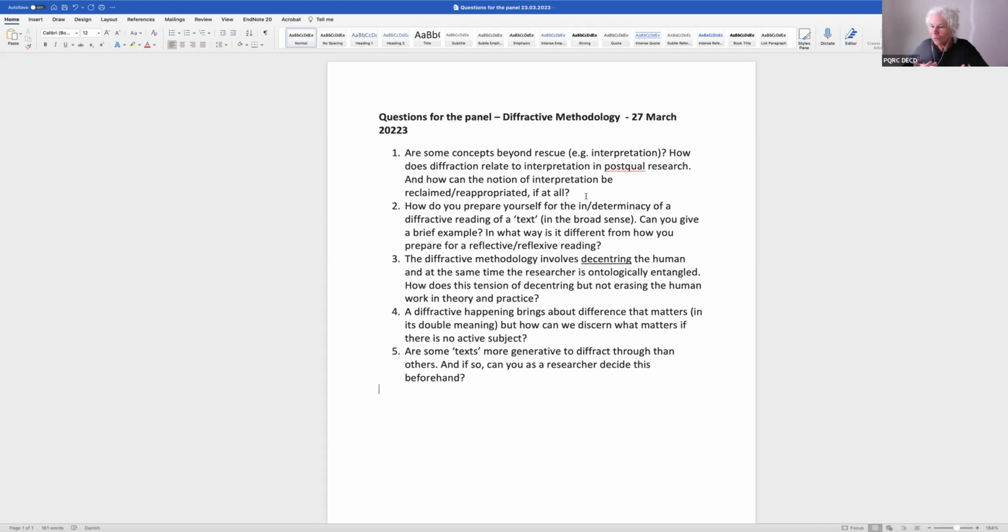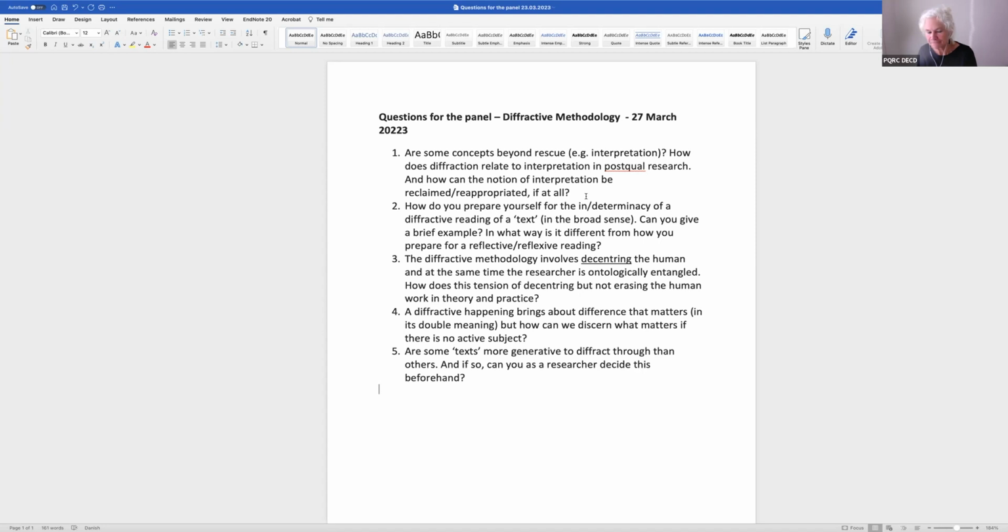The third one: diffractive methodology involves decentering the human. You see that a lot in the literature, and it's also in some of the reading. And at the same time, the research is ontologically entangled. It keeps coming back in our reading groups as well. Now, how does this tension of decentering but not erasing the human work in theory and in practice?